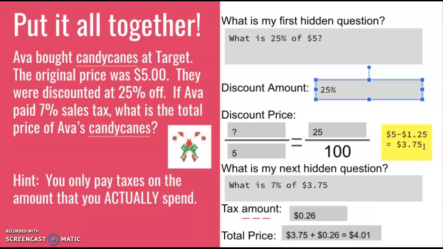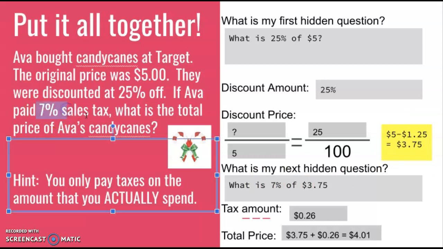Now, we're going to be calculating our sales tax based on the $3.75 new subtotal. So my next hidden question is, what is 7% of $3.75? That's my sales tax. When we set up our proportion and solve, we get 26 cents. To find our total, we add the subtotal plus the tax to get the total.